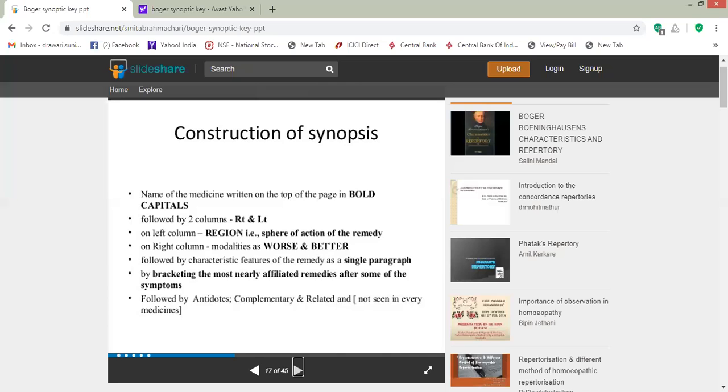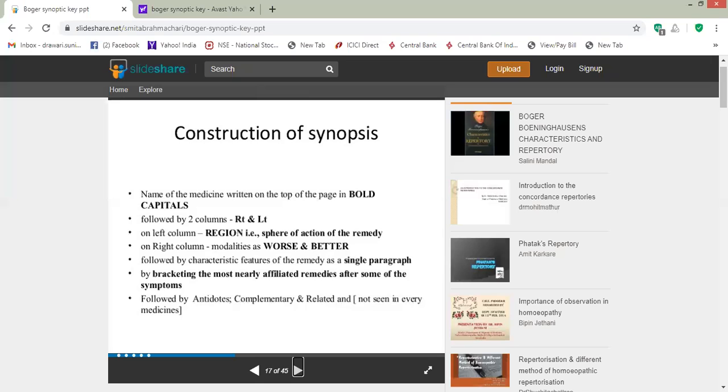On the top of the page, in bold capitals, the name of the medicine is written. Then it is followed by two columns. On the right side of the column, the modalities, first aggravations and then ameliorations, are given. On the left side of the column, the region on which that medicine acted, or the sphere of action of that remedy, is given. Then after this, it is followed by the characteristic features of the remedy in a single paragraph.